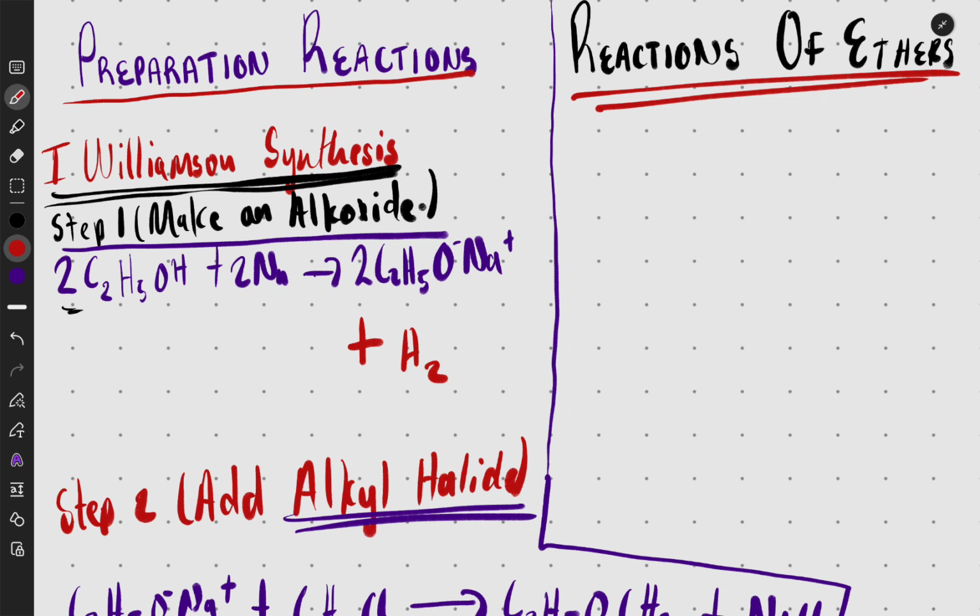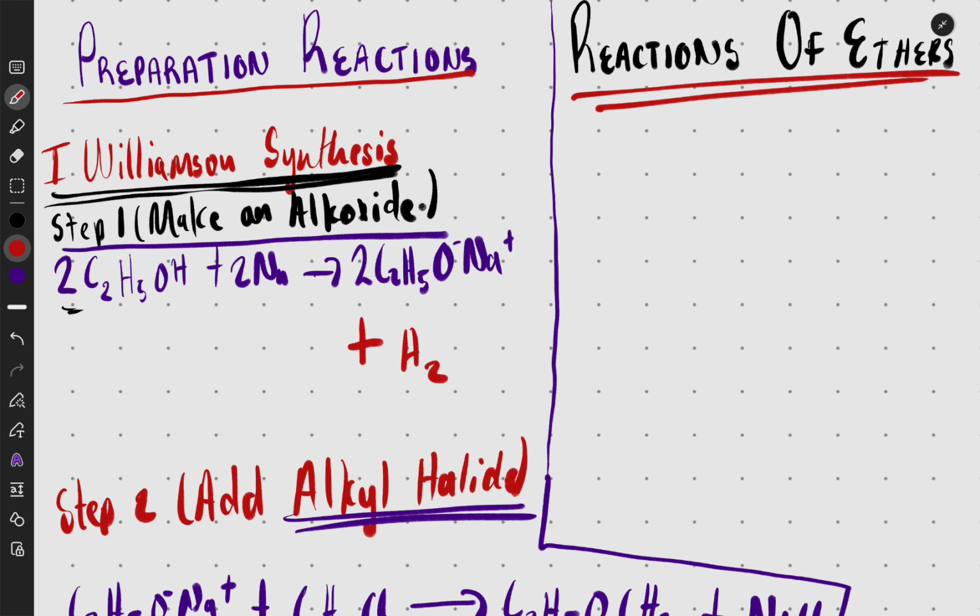One. We saw how they are made two ways. Williamson synthesis, where you first convert your alcohol to an alkoxide, then you add an alkyl halide. That's so easy. Then the other one was the alcohol sulfuric acid method, where you add sulfuric acid and you heat to a temperature which is slightly lower than that which you do when you do dehydration, which is converting an alcohol to an alkene.